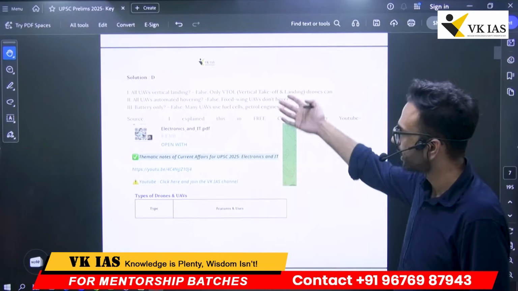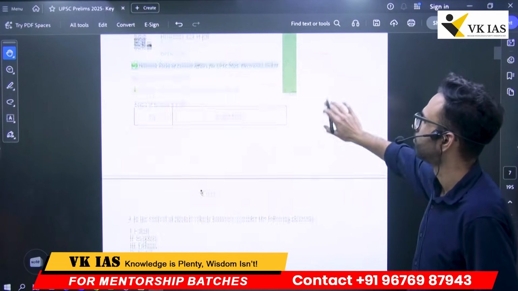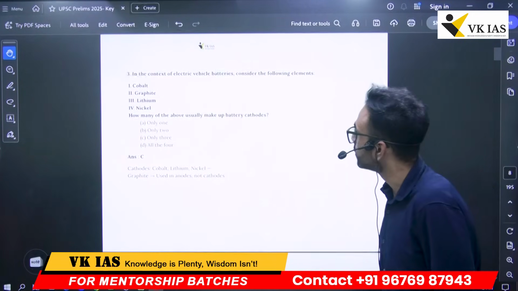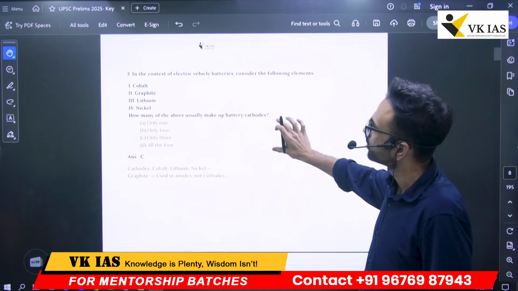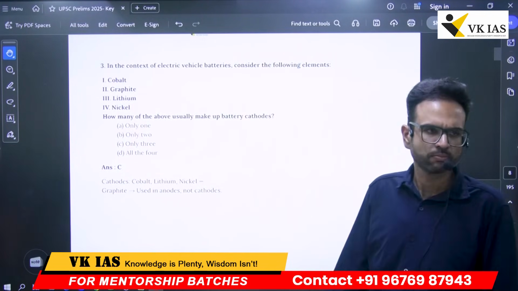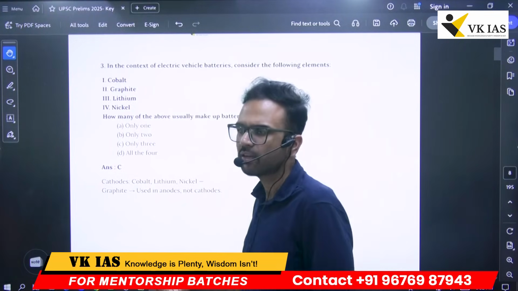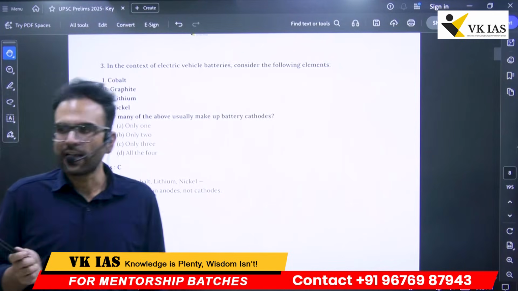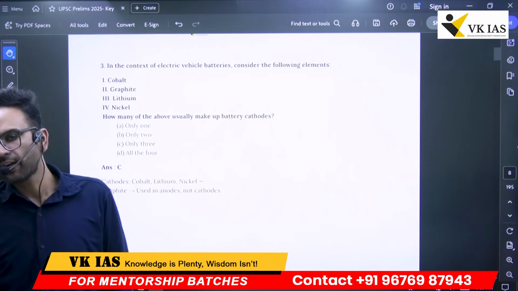By the way, this was explained back then, so that's the reason I'm giving this. In the context of electric vehicle batteries, consider the following elements. How many of you feel that science is very difficult and I don't know science? Mostly, science and tech is a bit scary for a few people. Cathode and anode, something that you must have studied in your 8th or 9th standard.